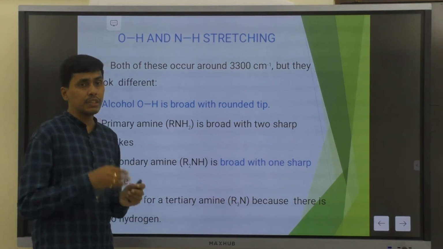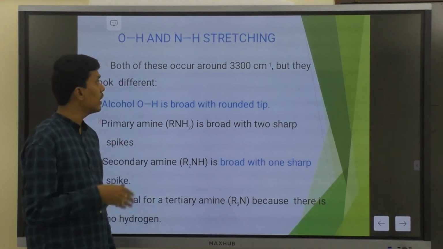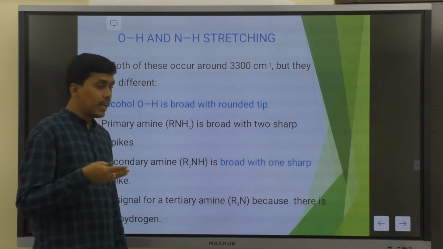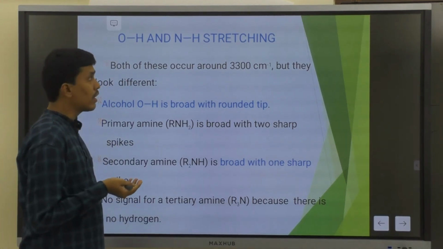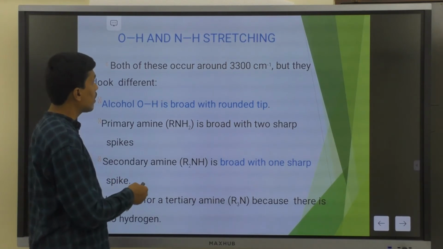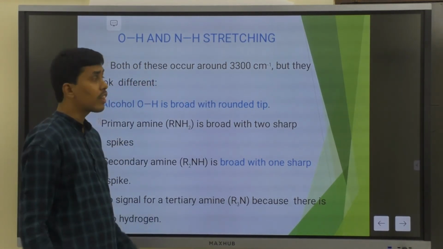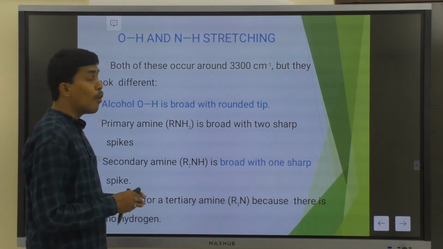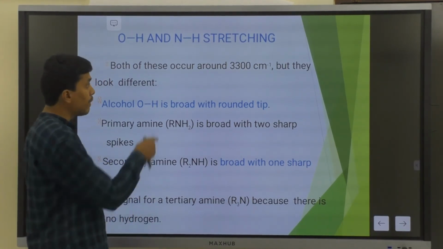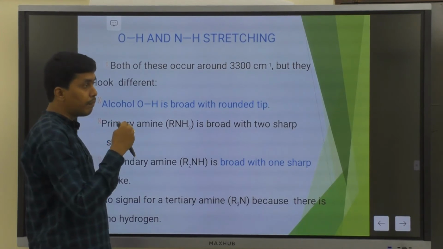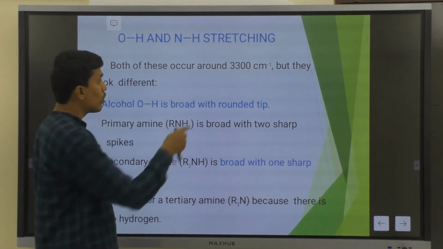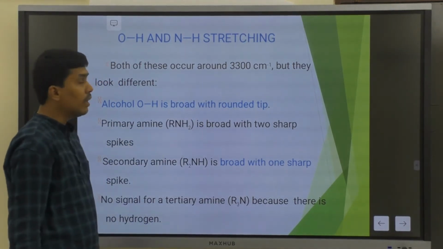If it is a free OH or a free NH, it may be observed at more than 3500 or 3600 cm⁻¹. But most of the time you will get it at 3300 cm⁻¹. Why? Because hydrogen bonding is there, so the value is decreased to 3300 cm⁻¹.